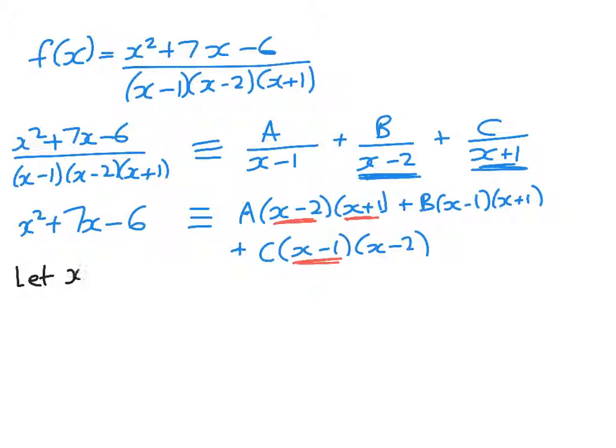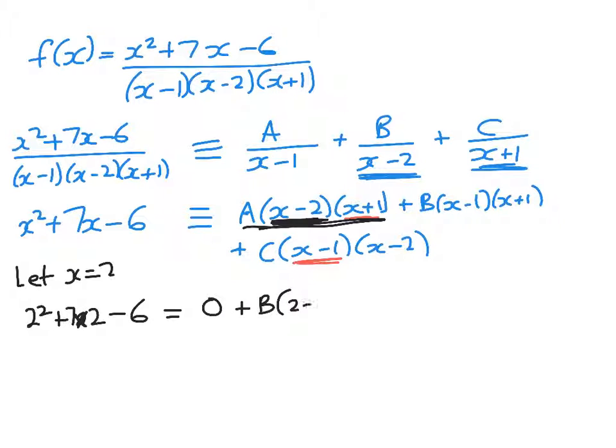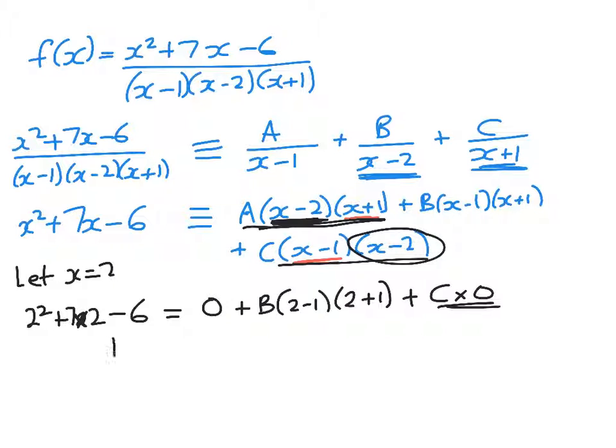We're going to let x equals 2 first. So 2 squared plus 7 times 2, take away 6, is equal to 0, coming from here, because that factor will be 0, plus b times 2 minus 1 times 2 plus 1, plus c times 0, because of this. So that gives me 12 is equal to, well, that's 1 and that's 3. 12 is equal to 3b. b is equal to 4.